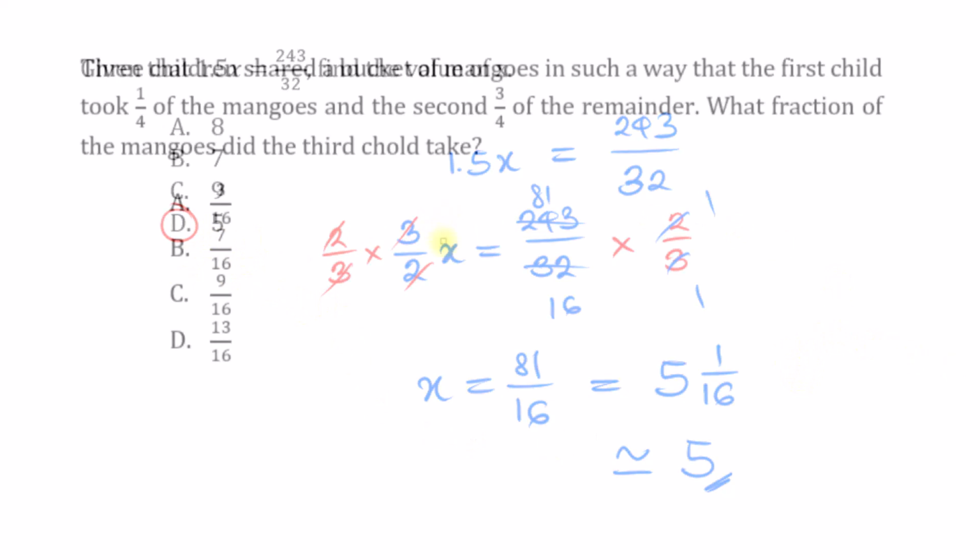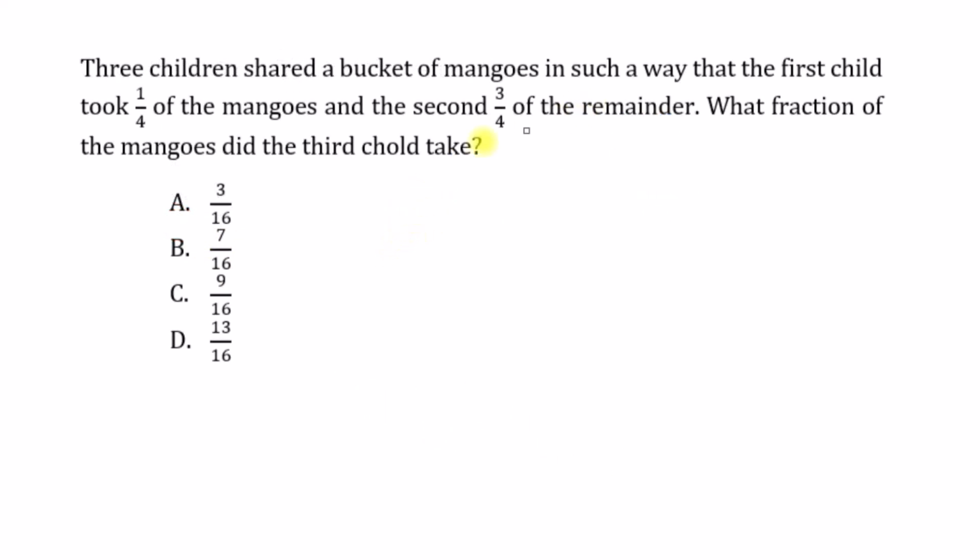All right. Okay, here in this question we'll come to a word problem, and we're told that 3 children shared a bucket of mangoes in such a way that the first child took 1 over 4 of the mangoes. So let's say the total mango is denoted as x. So the first child is taking 1 over 4 x, and the second is taking 3 over 4 of the remainder. If the first one is taking 1 over 4 x, the remaining is going to be 1 minus 1 over 4 x, and that will be 3 over 4 x, because 1 over 4 x and 3 over 4 x add up to x.